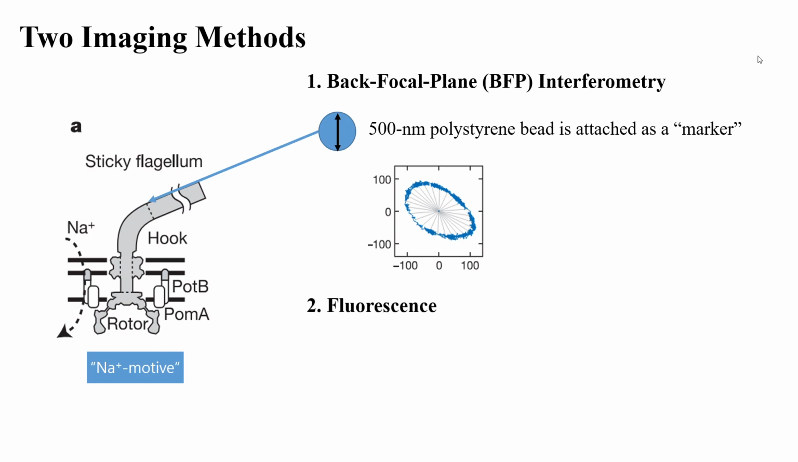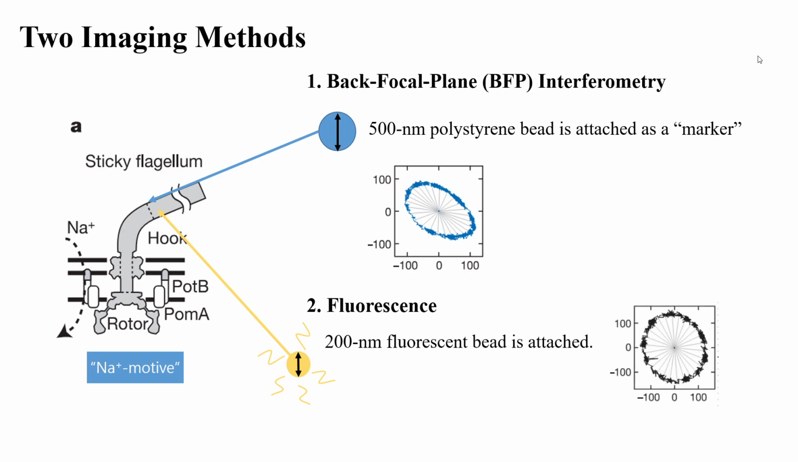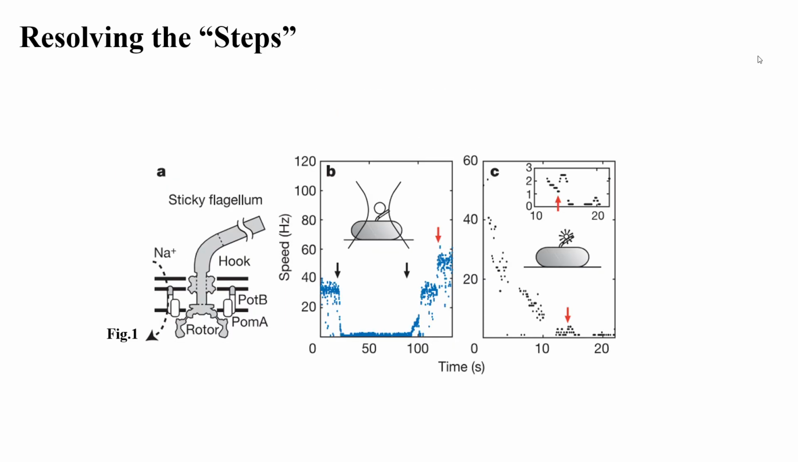The second method is the fluorescence method. We use a 200 nanometer fluorescence bead that is attached to the same part. We use a mercury lamp to excite the fluorescence bead, and as a result, the bead releases photons which we can detect. However, this is not enough.